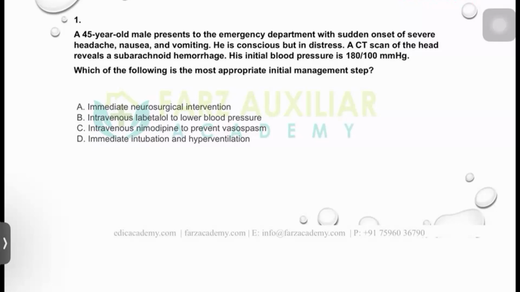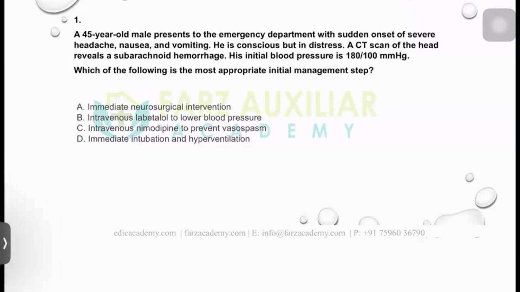C is the correct answer. Intravenous nimodipine or oral nimodipine to prevent the vasospasm. Observe the GCS. No need to intubate. So the best step here will be nimodipine infusion.